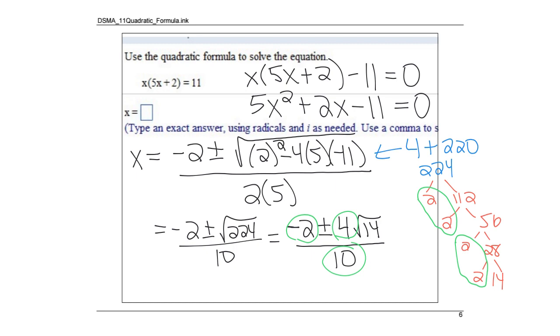So in this case, we can divide all of those by 2. So we would have -1 plus or minus 2 times the square root of 14, all divided by 5. So I divided every single one of those 3 circled numbers by 2. I just cleaned them up. And that's it. I'm good. It was not imaginary, but we did have to clean it up a little bit in the beginning.